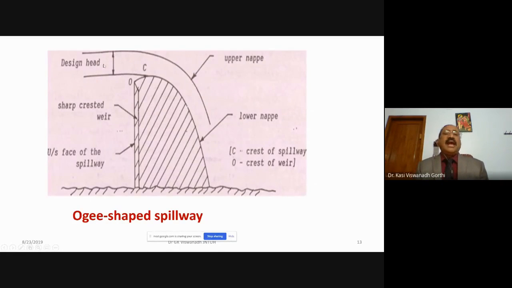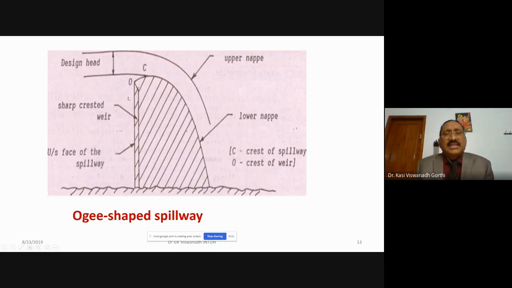Because of the excess flood which is coming from the upstream to the downstream portion, the nappe is formed. So this nappe has got an upper surface and a lower surface. What is required to be done in the case of an ogee shaped spillway is that the downstream face of the spillway and the lower nappe of this sheet of water must be together. So this is how the parabolic shape is designed for the downstream profile of the ogee shaped spillway.